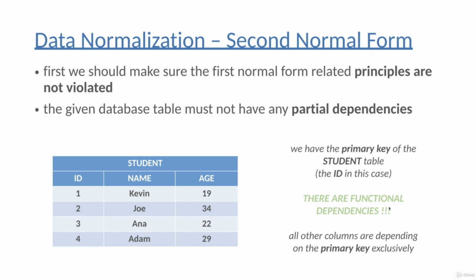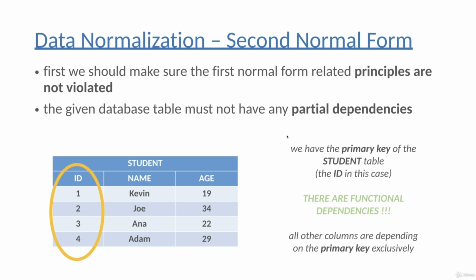So here, for example, when dealing with the student database table, when we have an ID, a name, and an age parameter, for example, the ID is going to be the primary key that's going to identify every single student uniquely. So we have the primary key of the student table. We can come to the conclusion that all other columns, so besides the primary key related ID column, such as the name of the student and the age of the student, these columns are depending on the primary key exclusively. And these kinds of dependencies are called functional dependencies, which is fine.